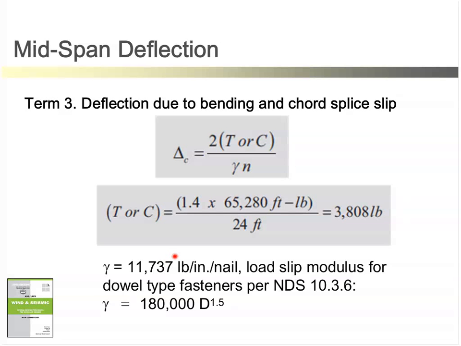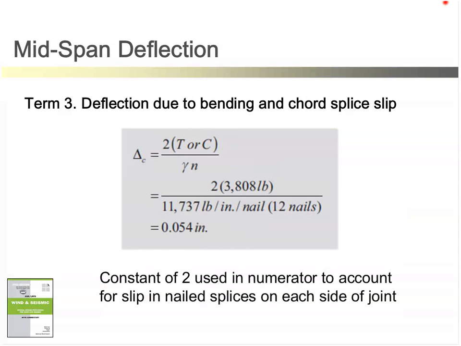You come up with a tensile force, again, based on 1.4 times that induced unit shear. And I believe this next slide then will give us the results for that particular portion of the equation of 0.05 inches. And again, we use a constant of 2 in the numerator to account for slip in nail splices on each side of the joint.